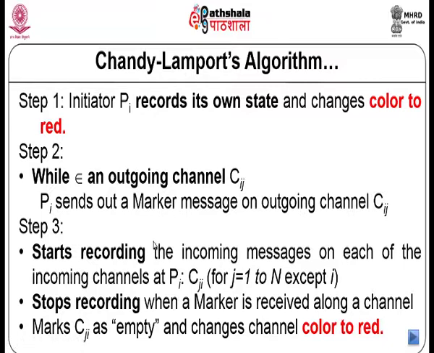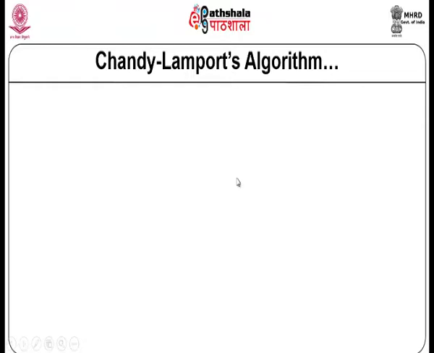Now, whatever more messages are coming through its incoming channels, it does not refuse, it continues adding these messages only when it receives a marker along this channel. That means the process on the other side must necessarily send a marker along this channel. Only when it receives a marker, it stops taking in any more messages in the current recording and declares that the channel is red, turns the channel to red.